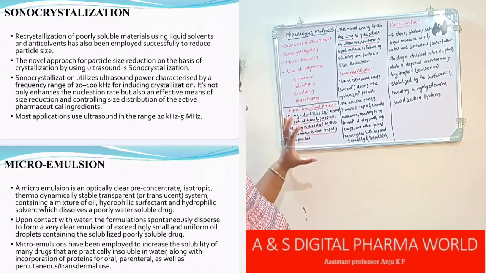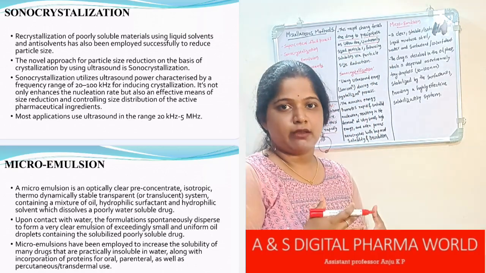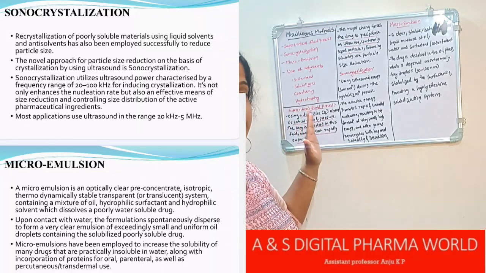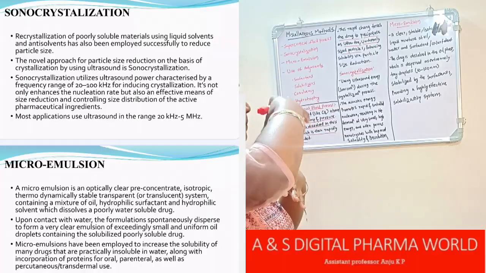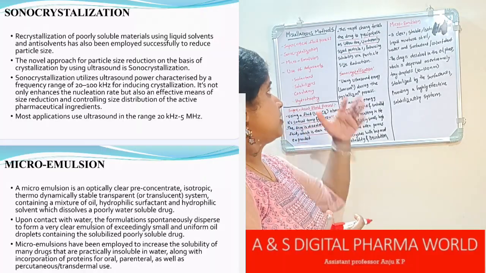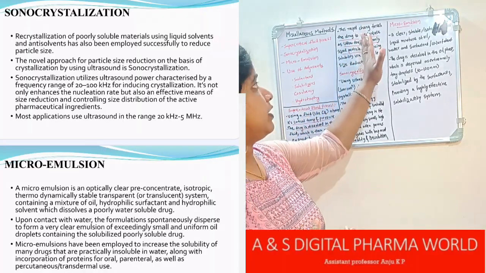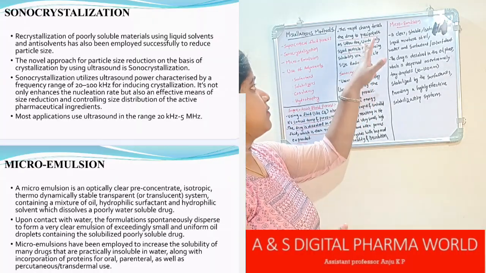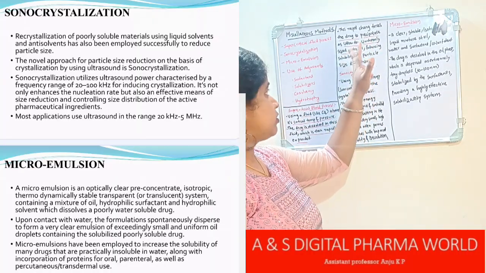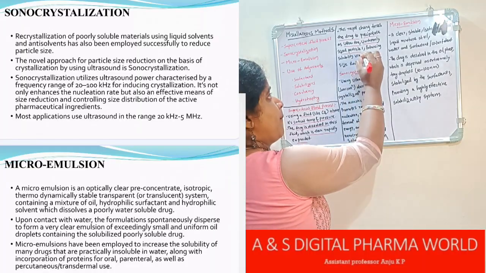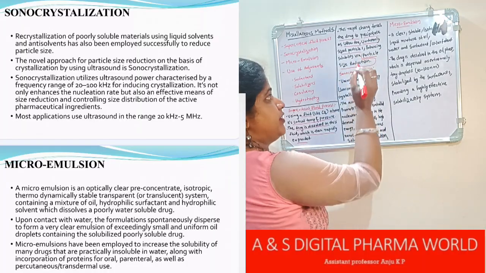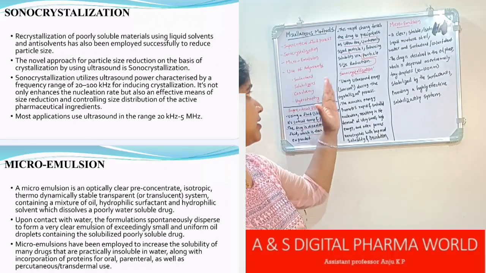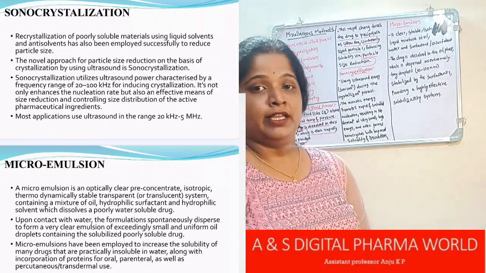This rapid change makes our drug precipitate as ultra-fine, uniformly sized particles. The uniformly sized particles will enhance the solubility. So this is by particle size reduction. The principle of the supercritical fluid process is particle size reduction.